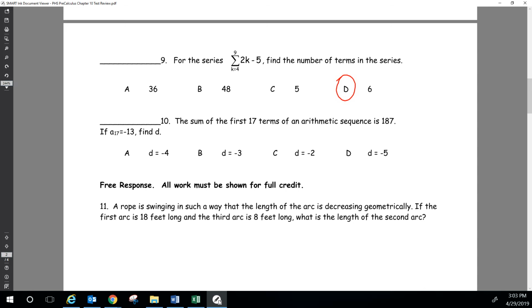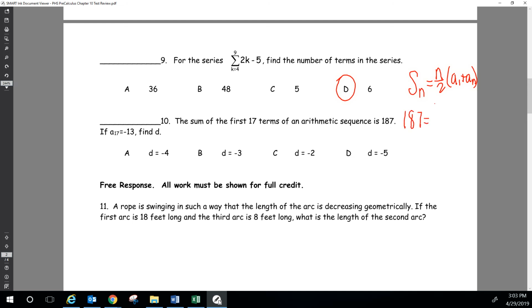For number 10, it says the sum of the first 17 terms of an arithmetic sequence is 187. If the 17th term is negative 13, find D. So the first thing I'm going to do is I know it says the sum, so I'm going to use this formula here. It's an arithmetic sequence, so that's going to be n over 2 times first term plus last term. We know the sum of the first 17 is 187. So the sum is 187.